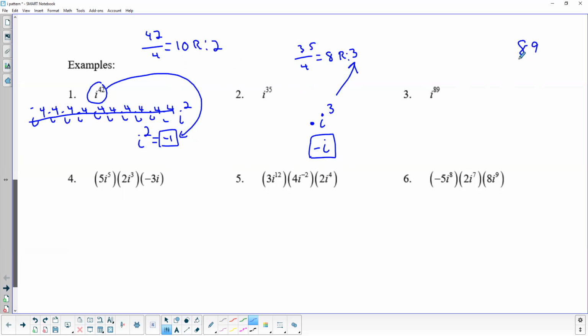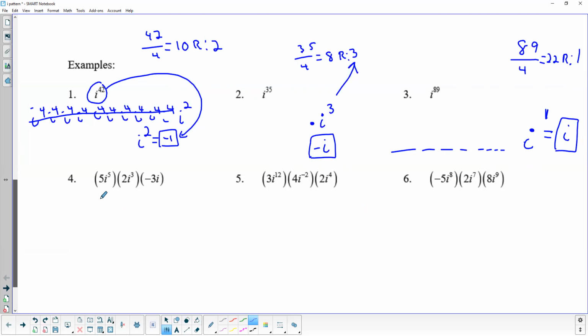One more time here. Let's go 89 divided by 4. It goes in 22 times with a remainder of 1. Again, we're not going to write i to the fourth 22 times. What we are going to do at the very end is have an i to the first power, which just reduces to i. So it's a quick, easy way to reduce any power on an i.